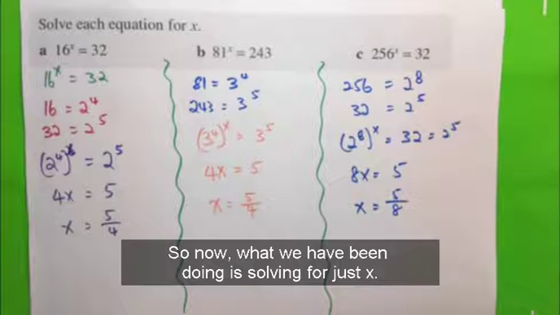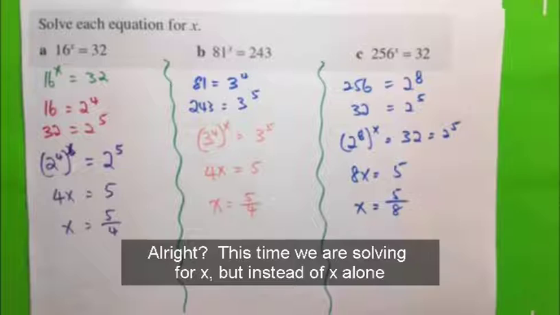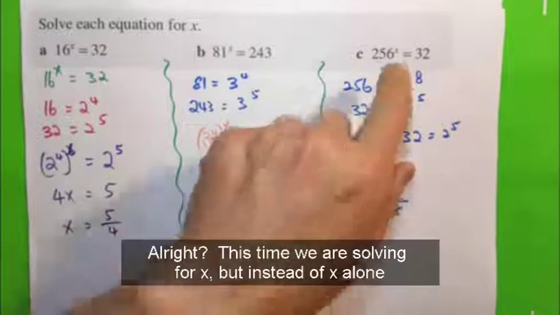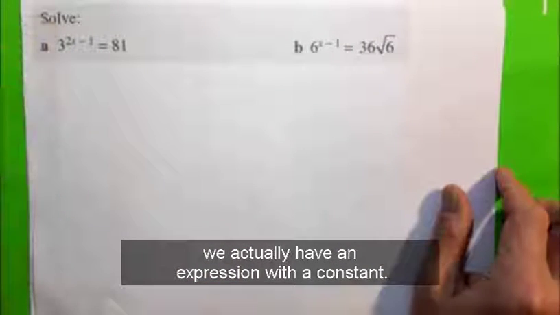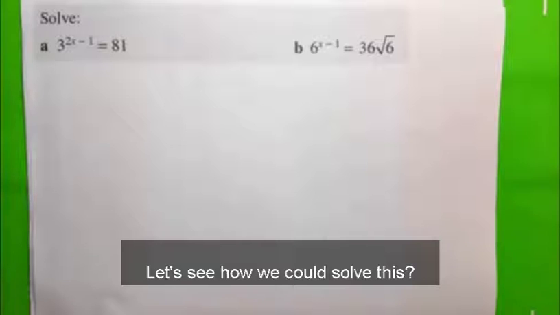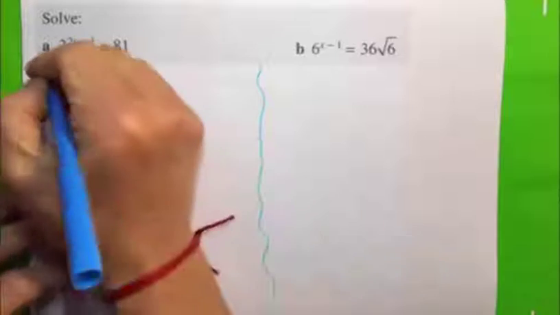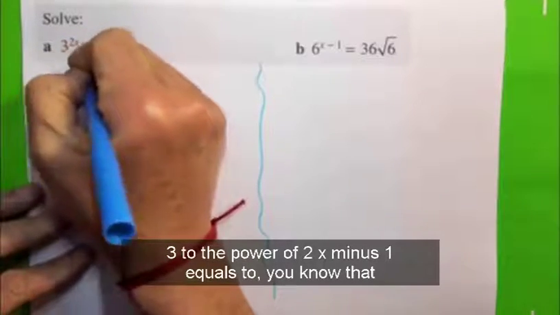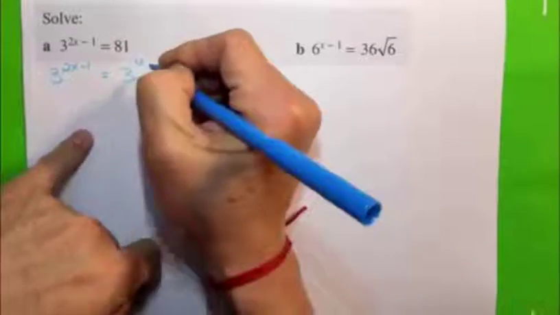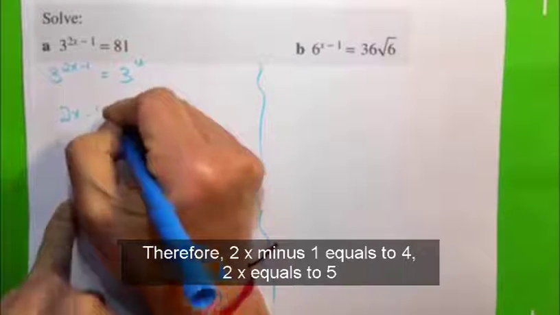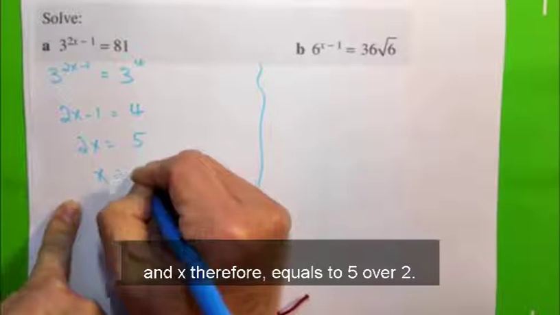So now, what we have been doing is solving for just x. Alright? This time we are solving for x, but instead of x alone, we actually have an expression with a constant. Let's see how we could solve this. I'm going to show you both examples. 3 to the power of 2x minus 1 equals 81, and you know that 81 is 3 to the power of 4. Therefore, 2x minus 1 equals 4, 2x equals 5, and x therefore equals 5 over 2.